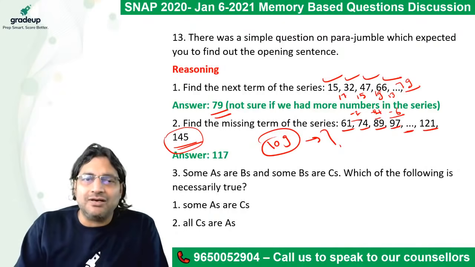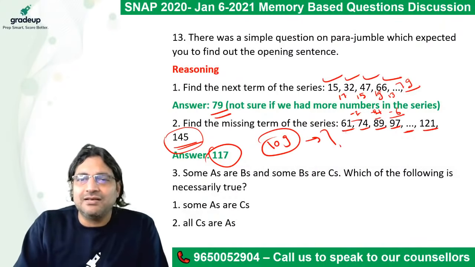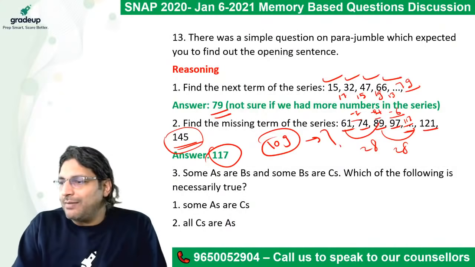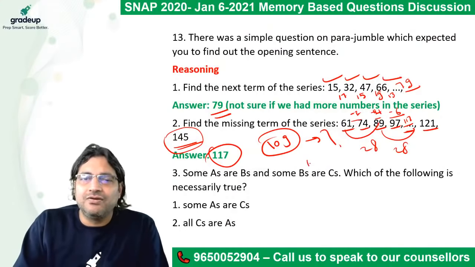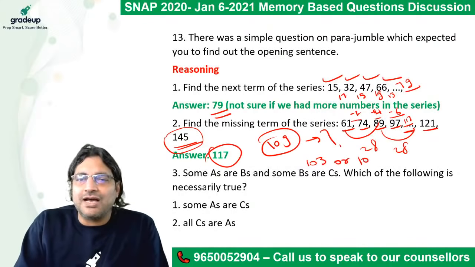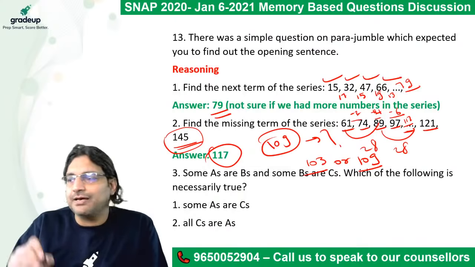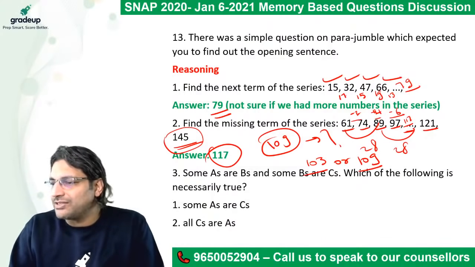Our team has got this answer 117 and they have given me a logic as well. 61 plus 28, 89, and 89 plus 28 is 117, which was certainly one of the options that I remember. But since many of you are saying 103 or 109, please do type in the logic here, that why 103, why 109.